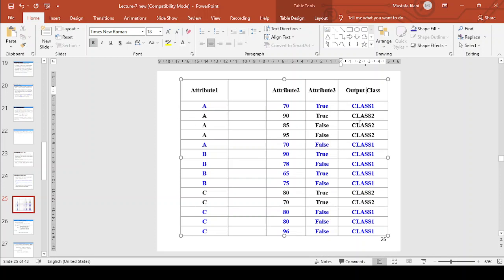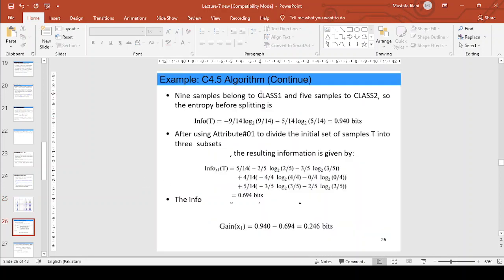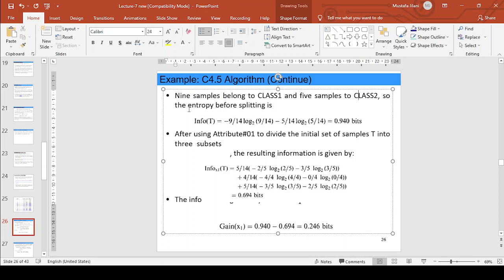In this you can see how many belong to class 1, blue color: 1 2 3 4 5 6 7 8 9 samples belong to class 1, and 1 2 3 4 5 samples belong to class 2. So 9 plus 5, in total we have 14 samples. 9 samples belong to class 1, 5 samples belong to class 2.